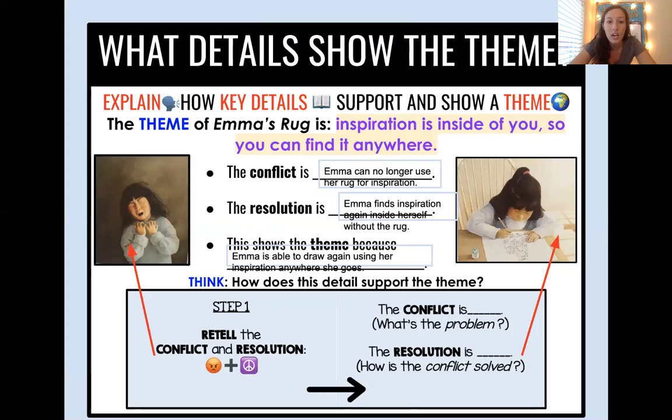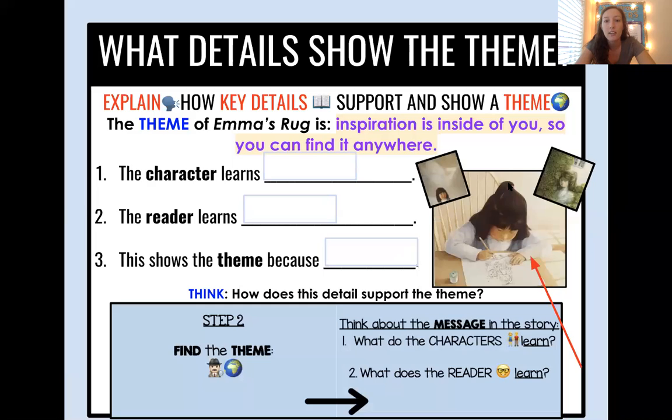So we did that here looking at some illustrations. But now that we've talked about the conflict and the resolution, let's think a little bit more about what is the theme for step 2. What is the message in the story? And we're going to use 2 questions to think about that.